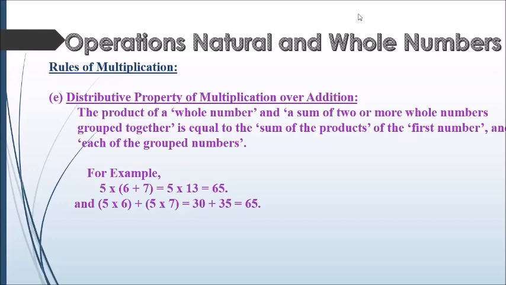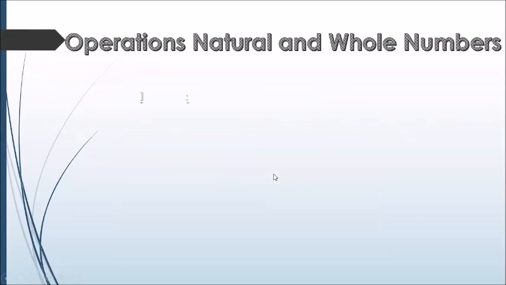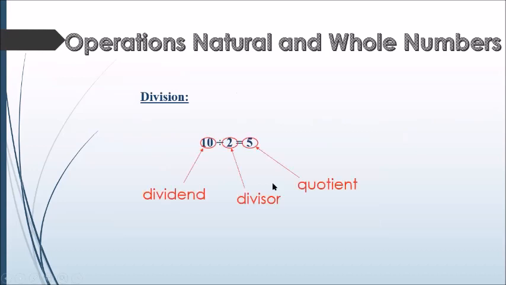Okay, moving on to the next, division. Division was a repeated subtraction, and we did this: 10 divided by 2 is equal to 5. We remember this first number is the dividend, the second is the divisor, and the answer is called the quotient. So the dividend is divided by the divisor, and the answer is the quotient.